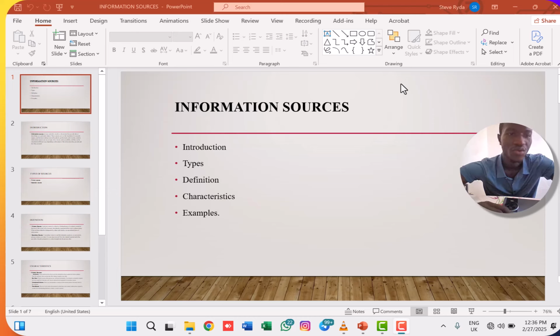So today we are going to look at information sources. This is our presentation for today, the display of what we are going to look at through this session. Including the information sources, we shall have the introduction, types, definition, ethics, and examples. So let's look at our introduction.